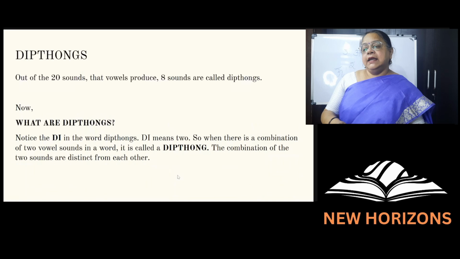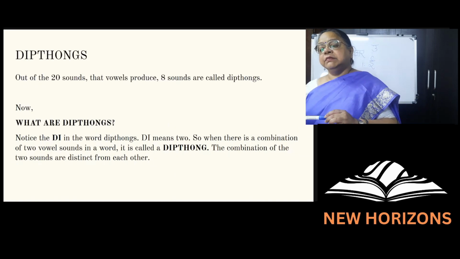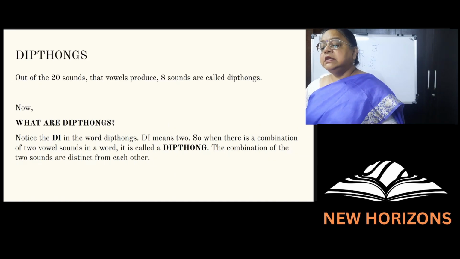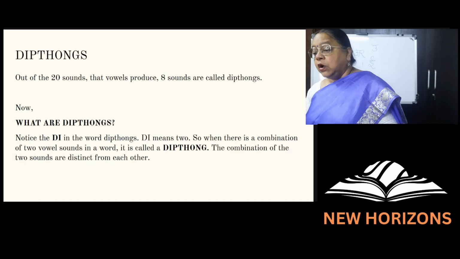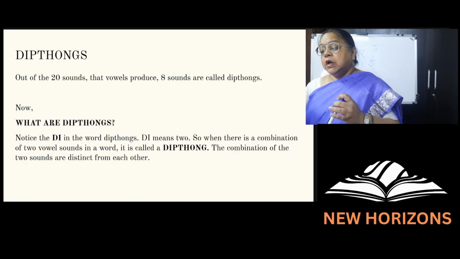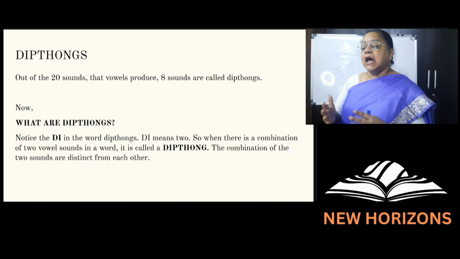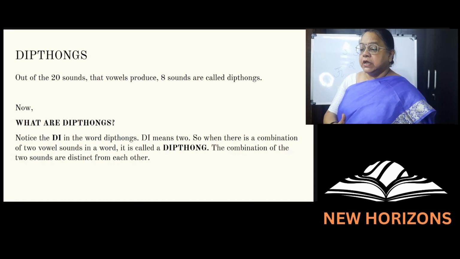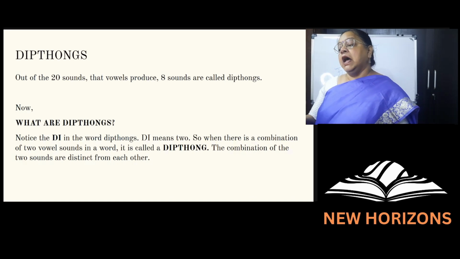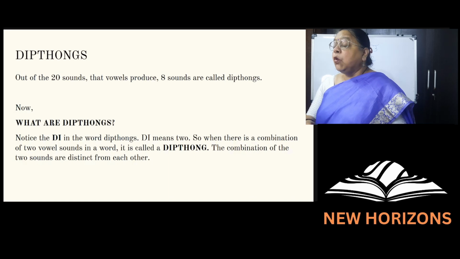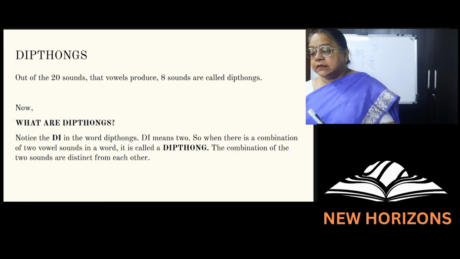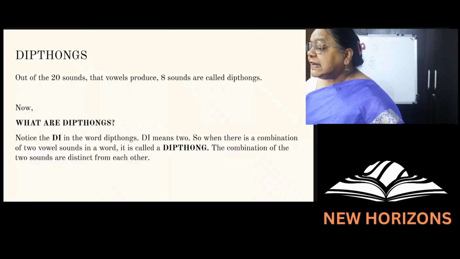Our next slide deals with diphthongs. Now you must be wondering what diphthongs are. Out of the 20 sounds that the vowels produce, 8 of them are known as diphthongs. What is the spelling? See, the spelling is given over there.